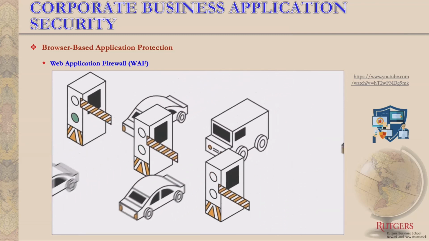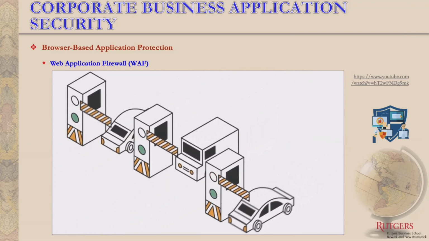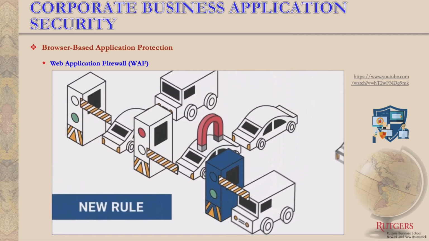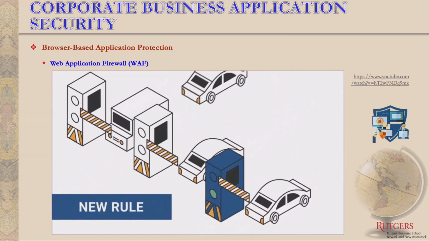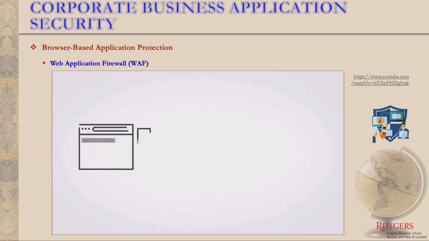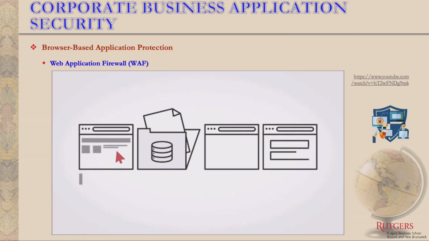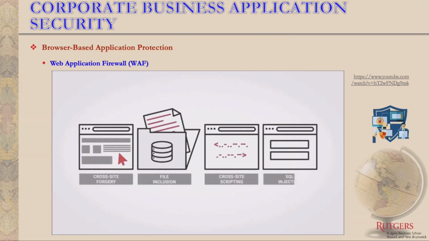WAFs use adaptable policies to defend vulnerabilities in a web application, allowing for easy policy modification and faster responses to new attack vectors. By quickly adjusting their policies to address new threats, WAFs protect against cyber attacks like cross-site forgery, file inclusion, cross-site scripting, and SQL injection.